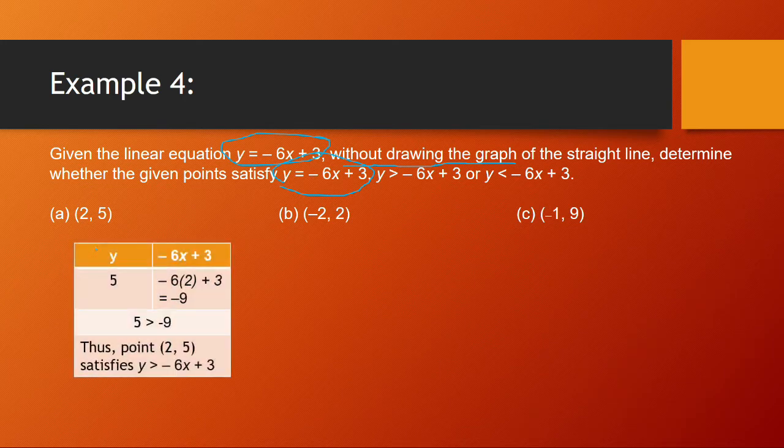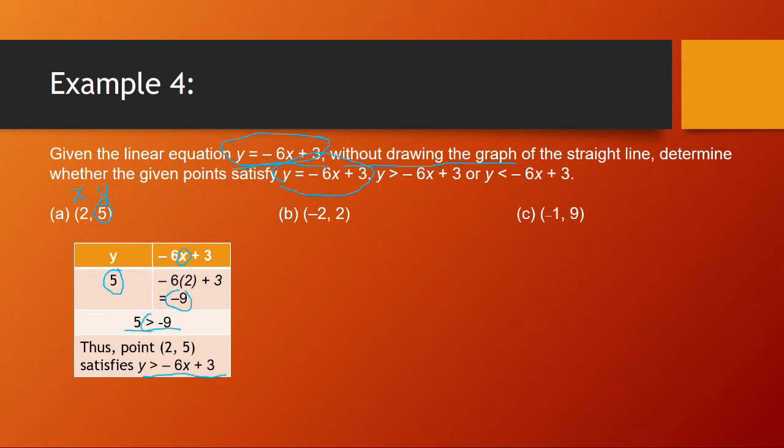So first, draw the table of values by writing down y is negative 6x plus 3, like this. When the value of y is 5, this is the value of y from the coordinate. This is x, this is y. So y is 5. The x will be 2, so you substitute with 2. Negative 6 times 2 is negative 12. Negative 12 plus 3 is negative 9. Then you compare the values of 5 and negative 9. 5 is greater than negative 9, right? Therefore, the point satisfies y greater than negative 6x plus 3.